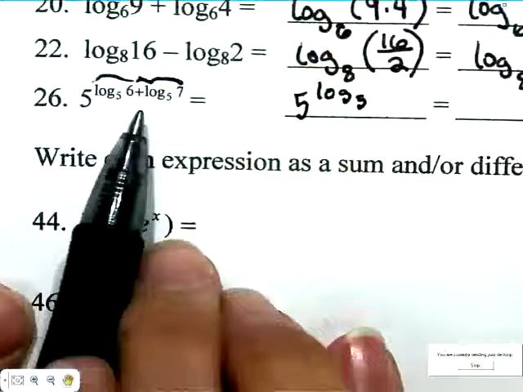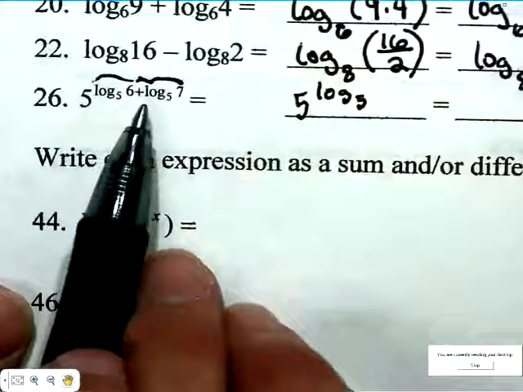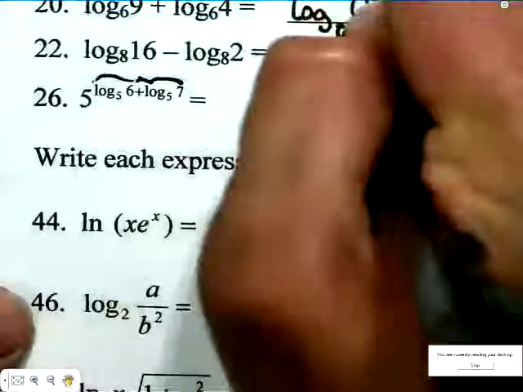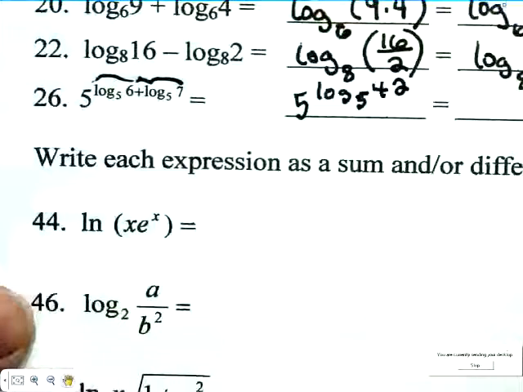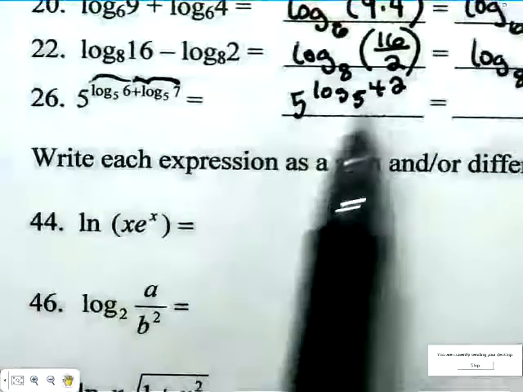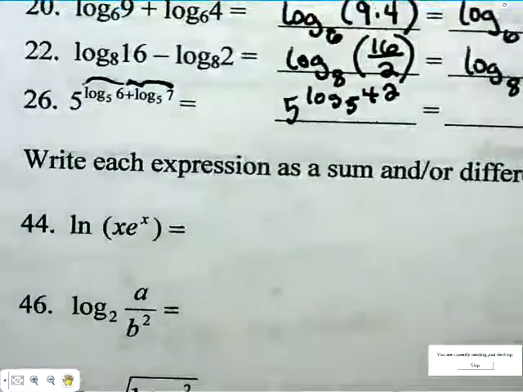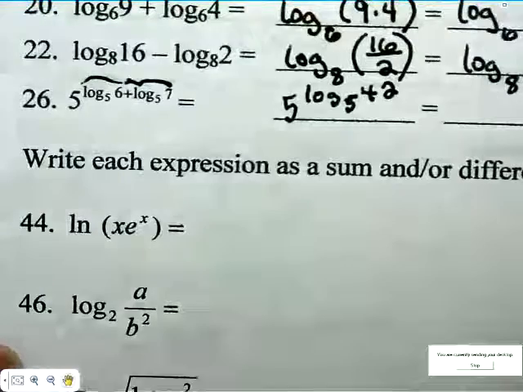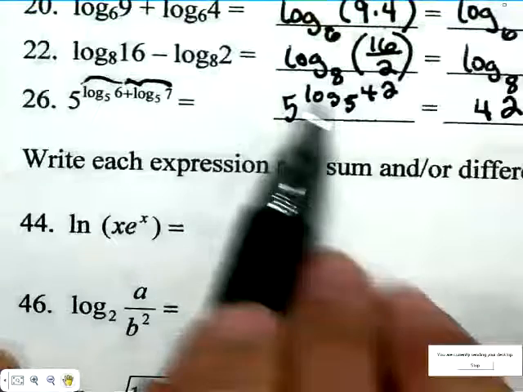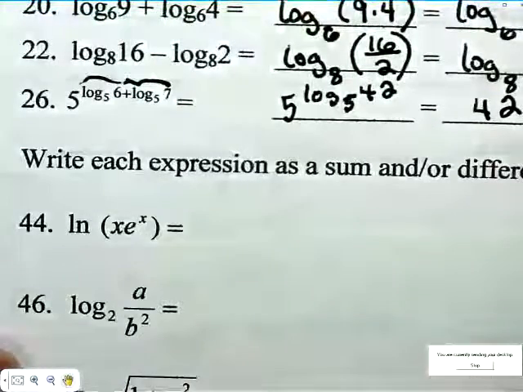Yeah, that's the sum of two logs. Put the sum of two logs back together as the log of a product. Multiply the 6 times 7. That's 5 to the log base 5 of 42. What is 5 to the log base 5 of 42? 42, because now that I have 5 to the log base 5, a single logarithmic expression, the 5 to the log base 5 just undo each other.